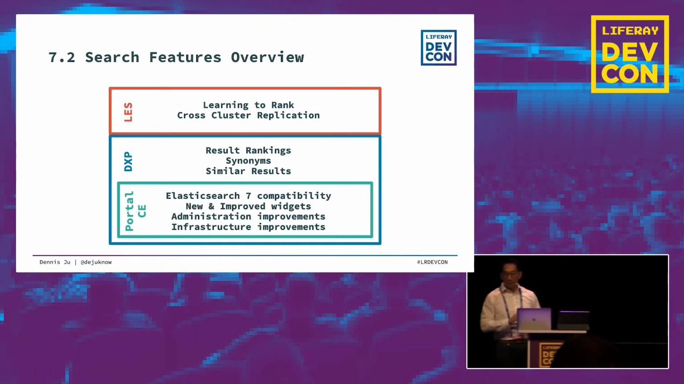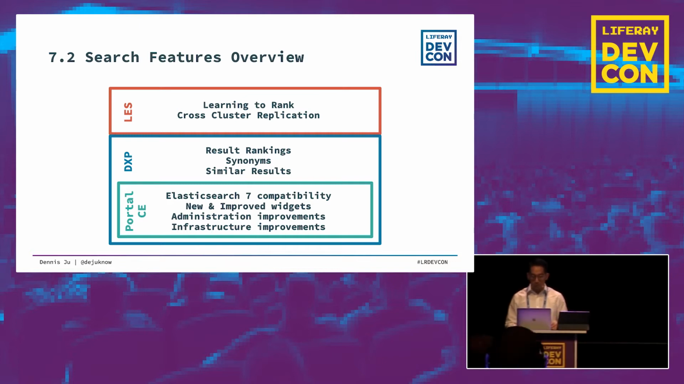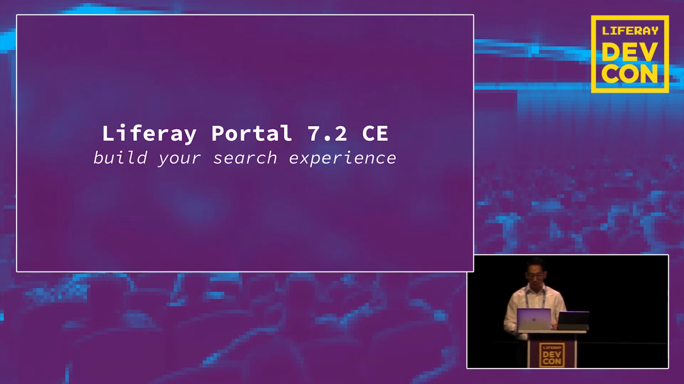All right, so I talked about the 3 tiers, and these are the new features that we released for 7.2. So you'll see in the green here the things we did for Portal CE, for DXP, the custom tuning and similar results features, and then for Liferay Enterprise Search, the 2 new modules I talked about, learning to rank and cross-cluster replication.